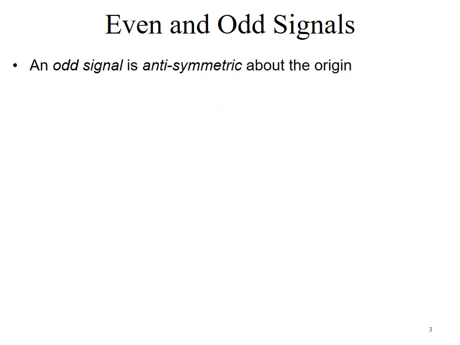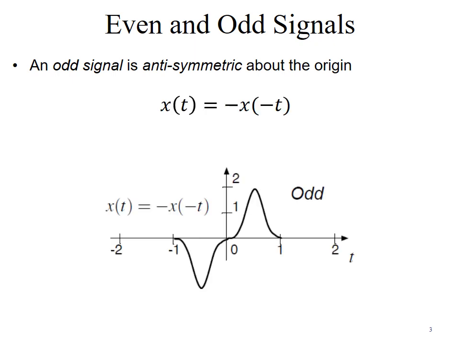And on the other hand, odd signals are anti-symmetric about the vertical axis. For example, x of t is a signal as shown in this figure, and if we apply time reversal, you will get amplitude reversal in return. These kinds of signals are called odd signals, and they are anti-symmetric about their origin.